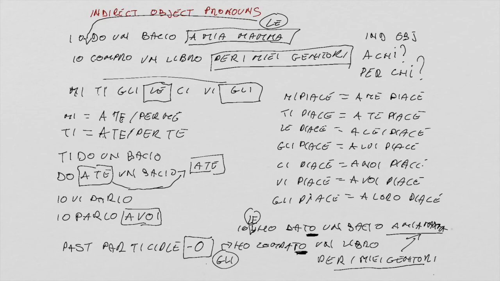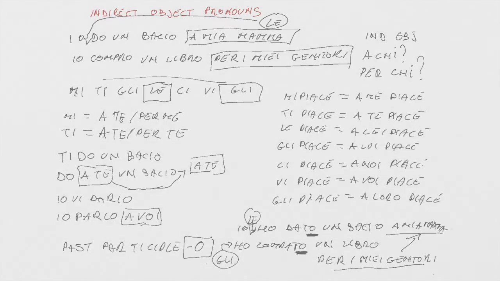So do not confuse the indirect object pronouns that always want the same form of the past participle with the direct object pronouns that instead modify the past participle.